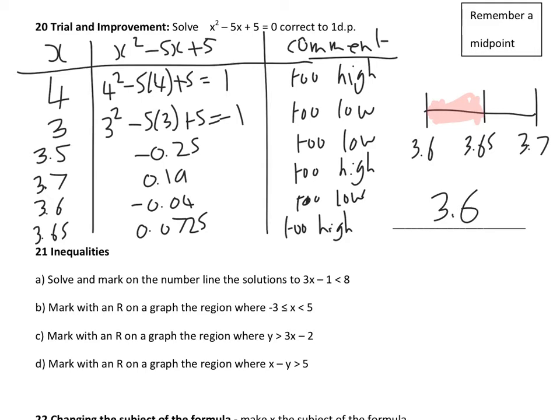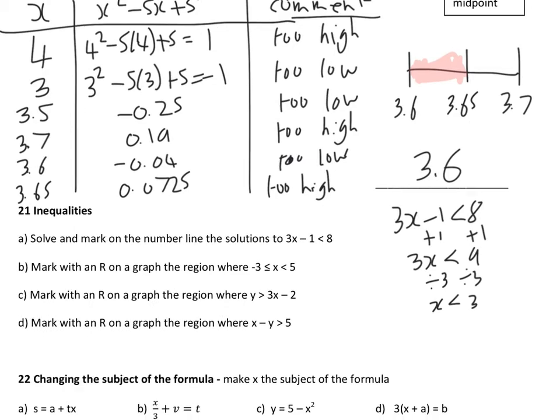On the inequalities, we have to solve and mark on the number line the solutions to 3x minus 1 is less than 8. So 3x minus 1 is less than 8. Add 1 to both sides. 3x is less than 9. And divide both sides by 3. And you get that x is less than 3.